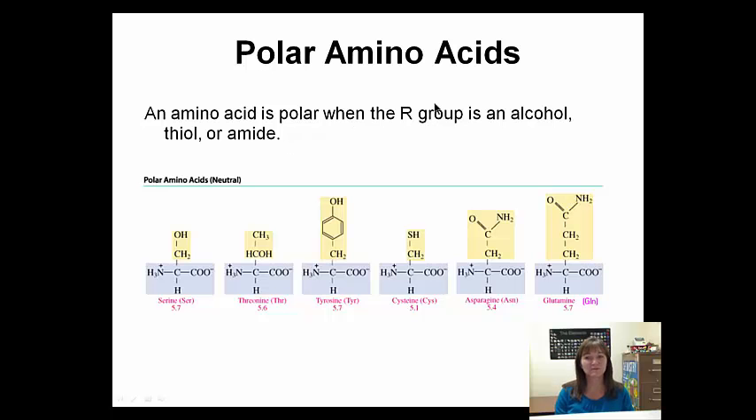Your polar groups are either going to have an alcohol R group, a thiol, or an amide. So remember, you're going to identify your alcohols because they're going to have this OH group. The thiol is going to have an SH group, and your amides, if you remember, they have the nitrogen that is bonded to a carbonyl group. So if it has an amide, a thiol, or an alcohol, you're going to identify it as a polar amino acid.